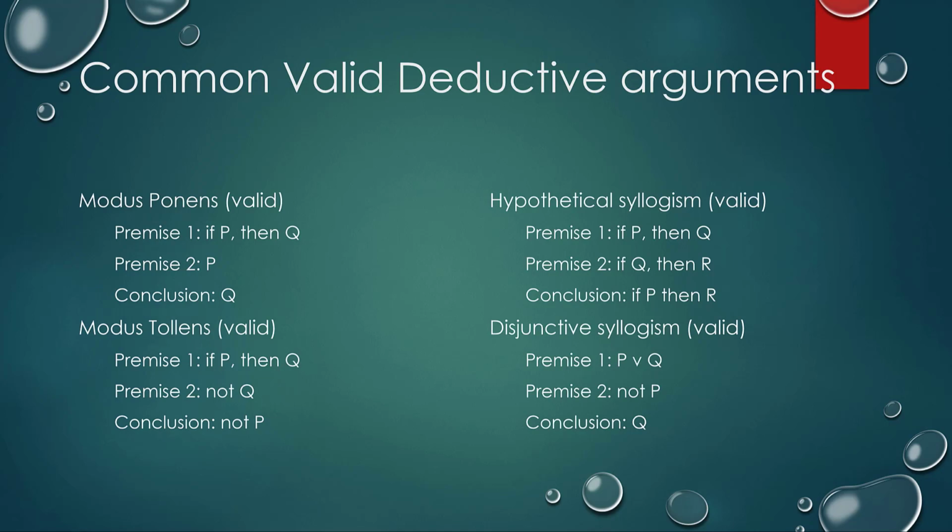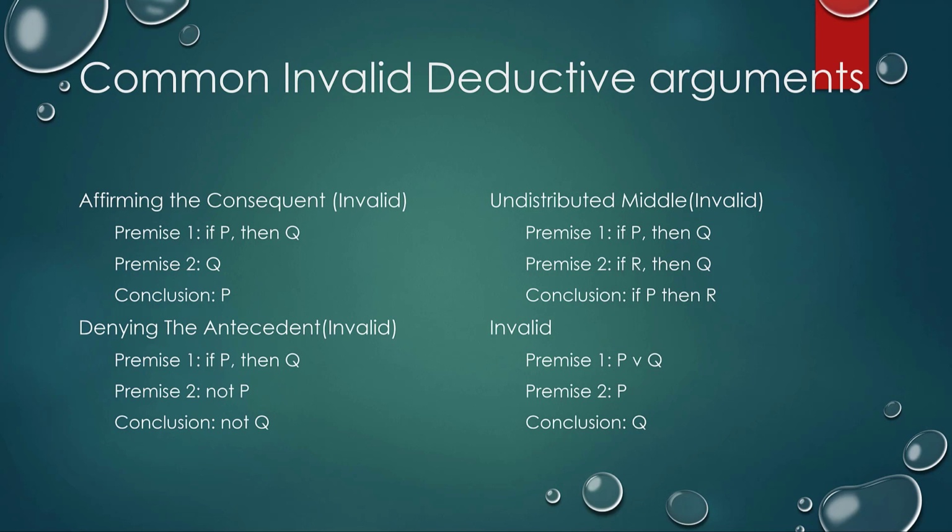So those are 4 common valid deductive arguments. Any argument built on them, regardless of the content, whether they're about days of the week or unicorns or whatever, will always be valid, just based on the structure. So what about some invalid arguments? So the invalid arguments, there's also potentially an infinite number of these. So obviously not going to cover them all.